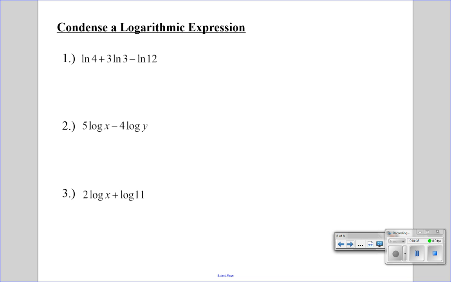Now, if we're asked to work the opposite way, we're going to do things in the opposite order. So we're going to condense our logarithmic expression. So the first thing we're going to do is look and see if we have any product properties, and we do right here. So we're going to rewrite this as natural log of 4 plus the natural log of 3 cubed minus the natural log of 12.